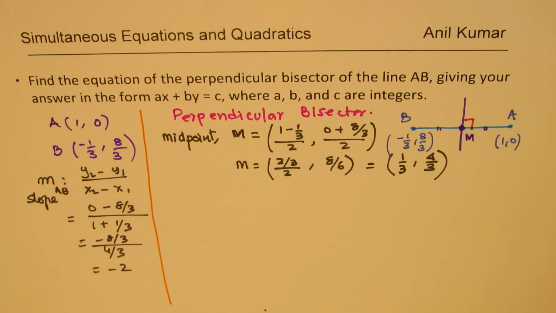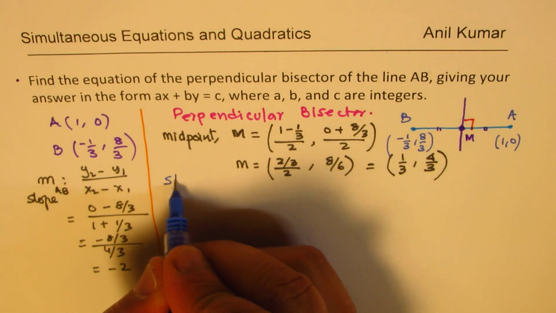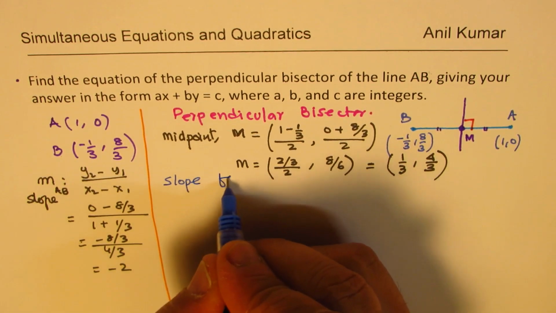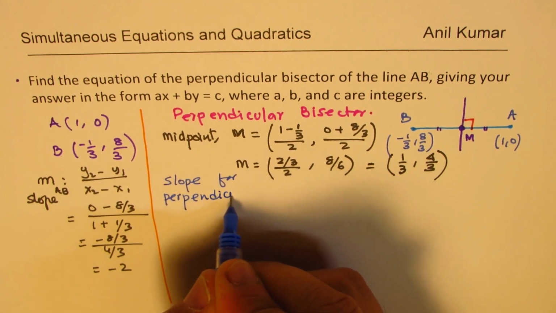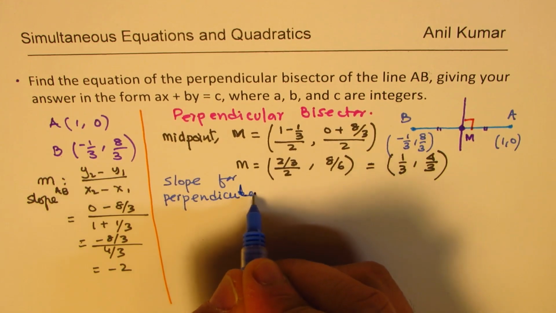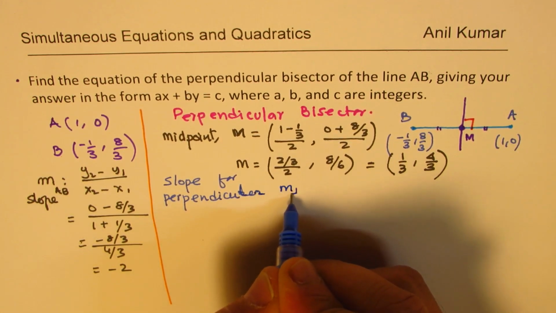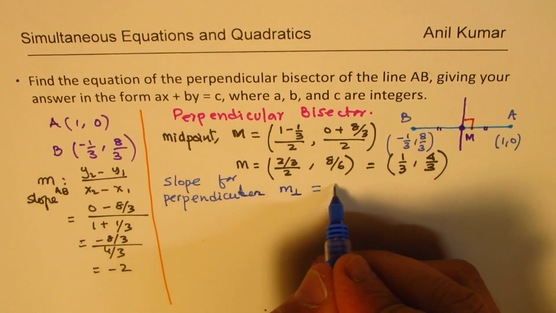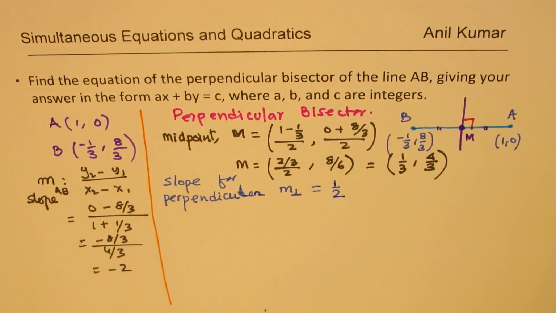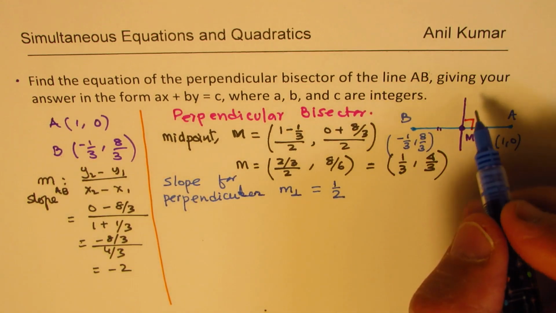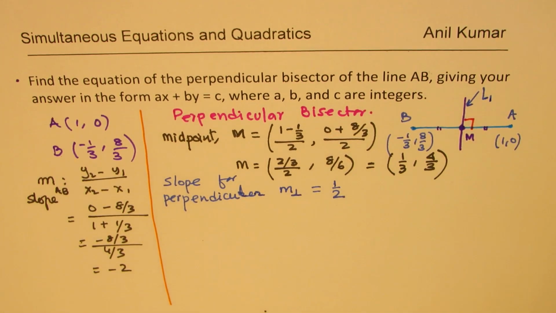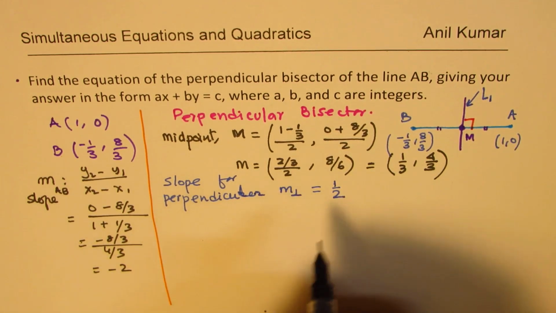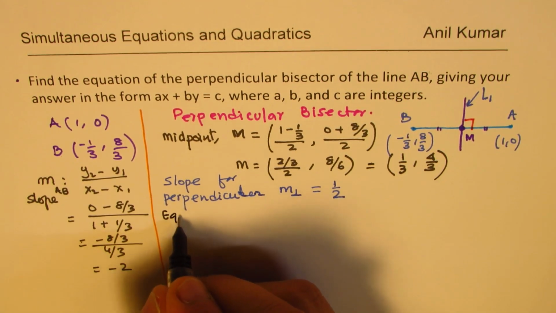Okay. So what is the slope for perpendicular? The perpendicular slope will be the negative reciprocal, so it will be half, correct? So that is going to be the slope of your perpendicular line L1. Let's say this is your line L1 which you need to find. Okay. So now what is the equation of the perpendicular line? Let's calculate this.